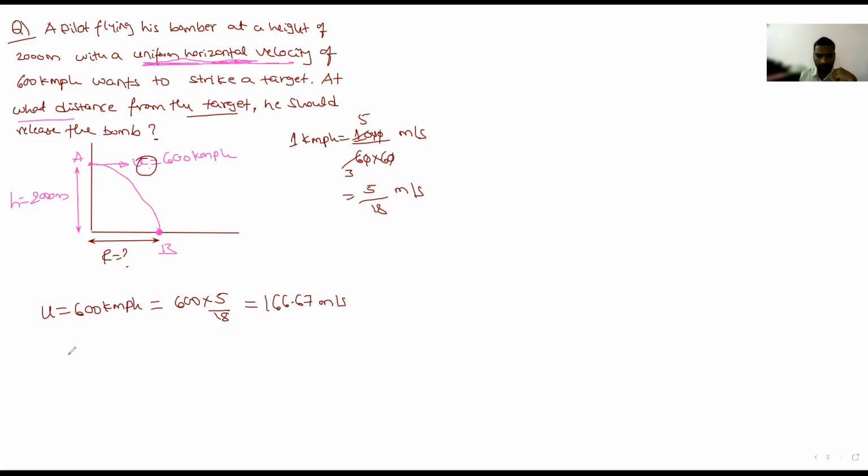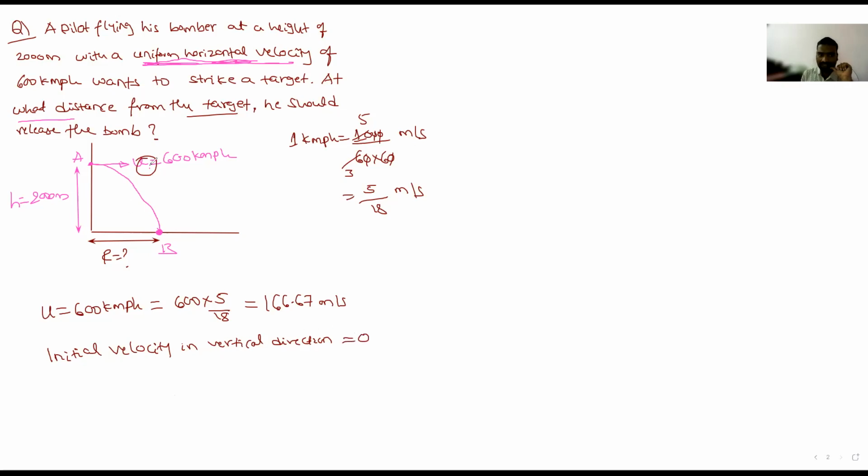Then now you have to tell me the initial velocity in vertical direction. Can you tell me? Initial velocity in vertical direction. How much is it? 0. Yes, very good. It is 0.